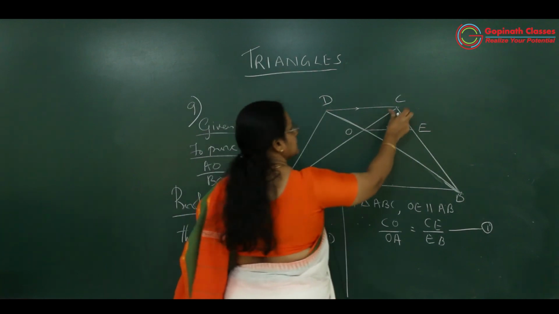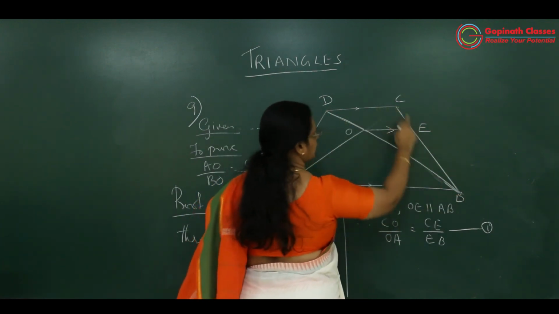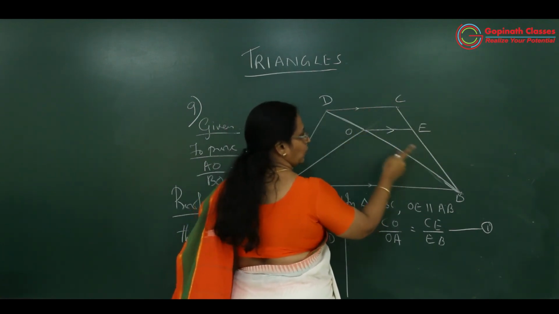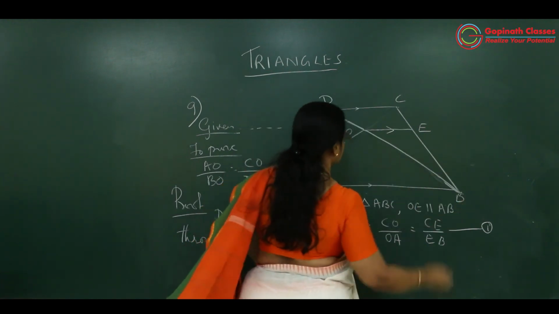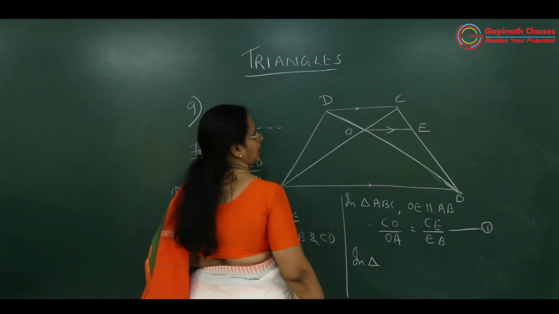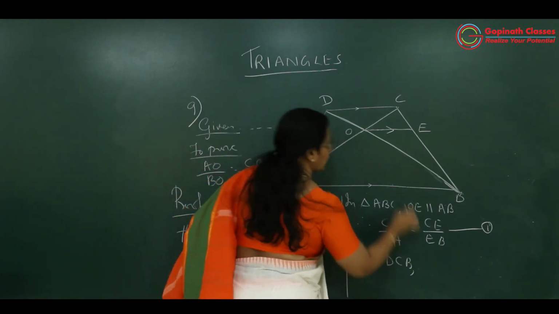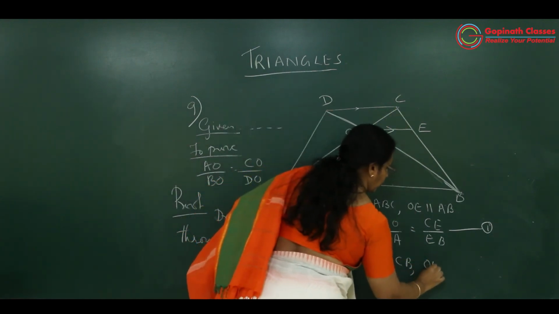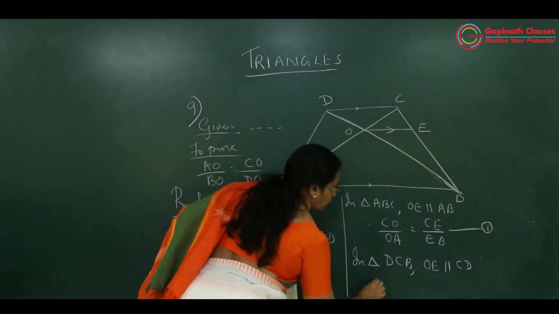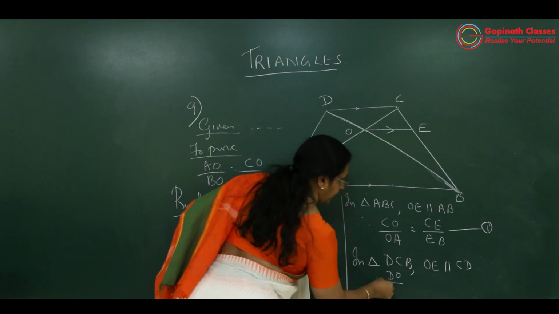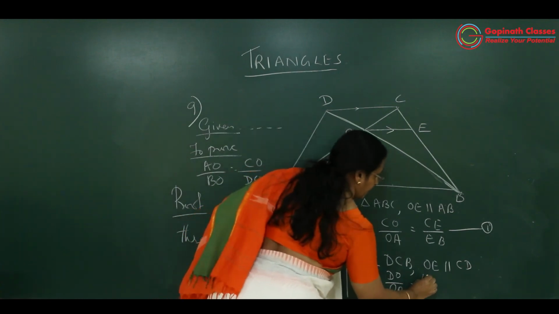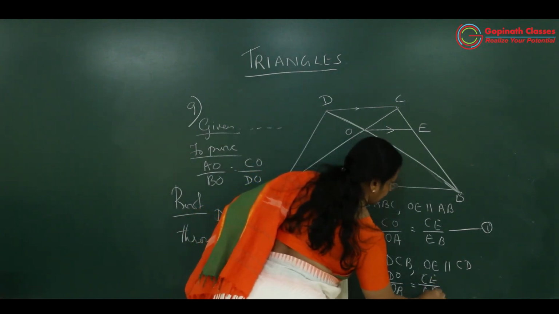Now, let me apply the same BPT in this triangle. Look at this triangle, BCD triangle. ये दोनों parallel है. So, I can apply DO by OB is equal to CE by EB. So, in triangle DCB, which two are parallel? OE is parallel to CD. Therefore, what can I write? Therefore, DO by OB is equal to CE by EB. Statement number 2.